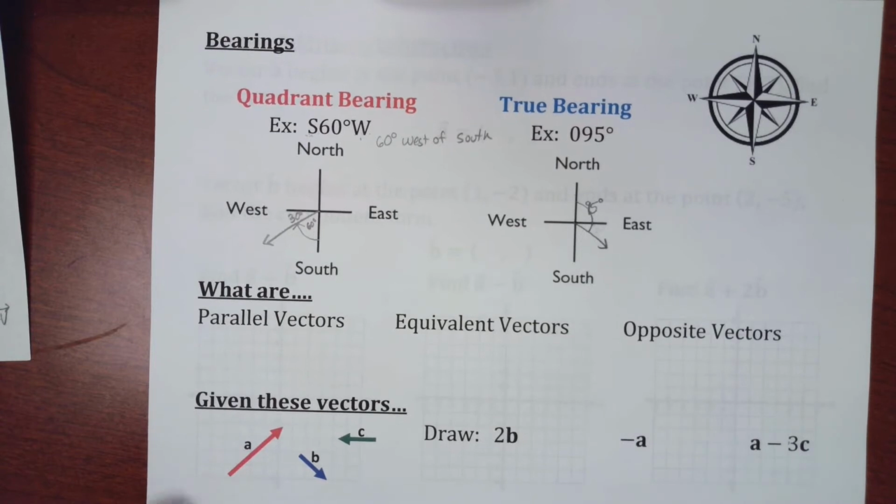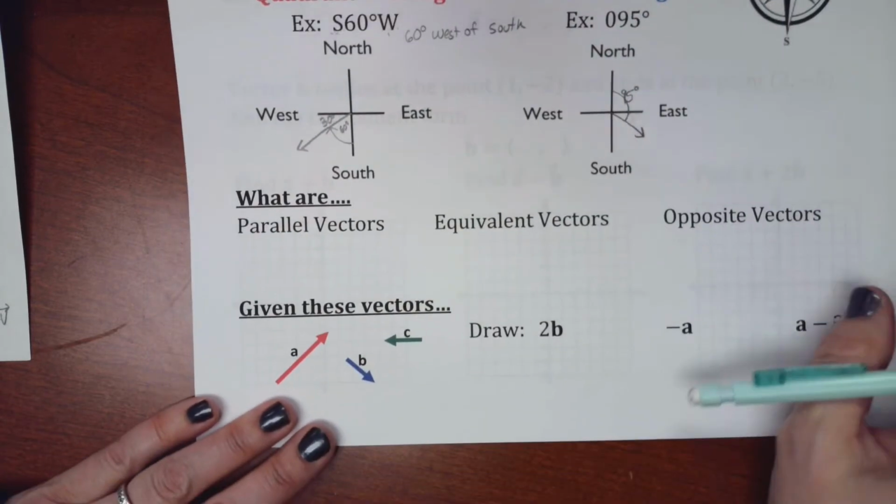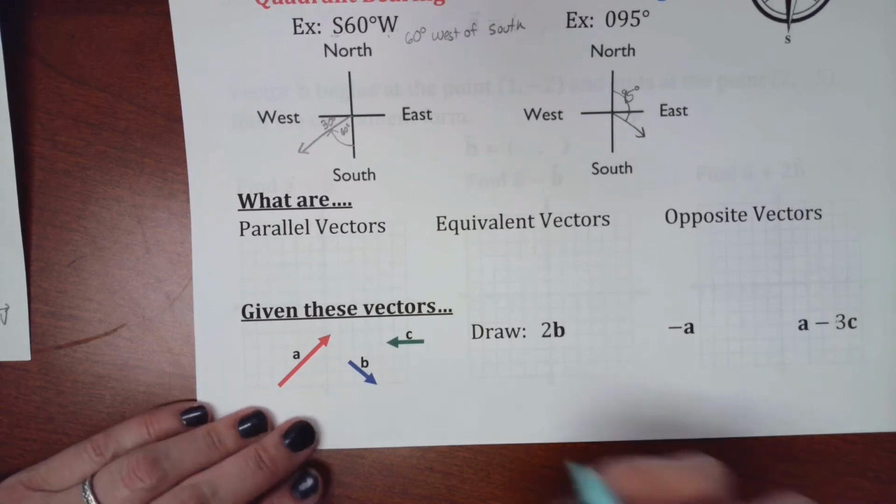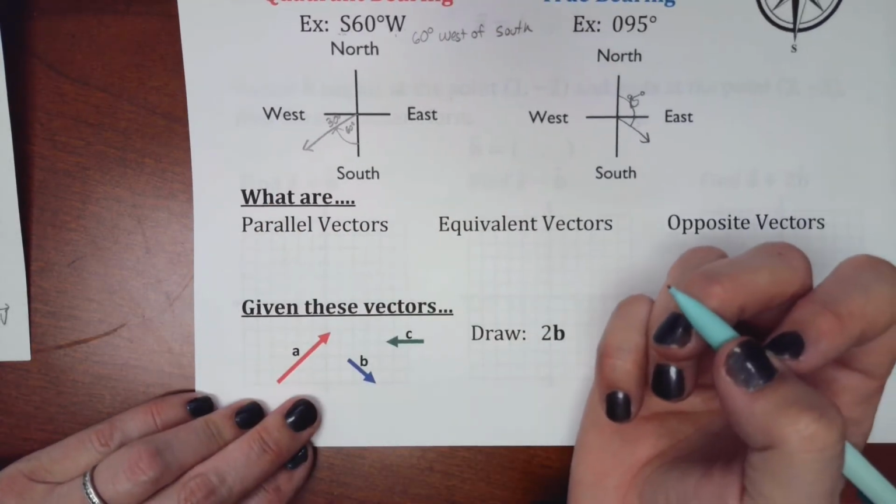All right, so all these definitions down here, what are parallel vectors? Just like parallel lines, vectors that are parallel go the same direction.